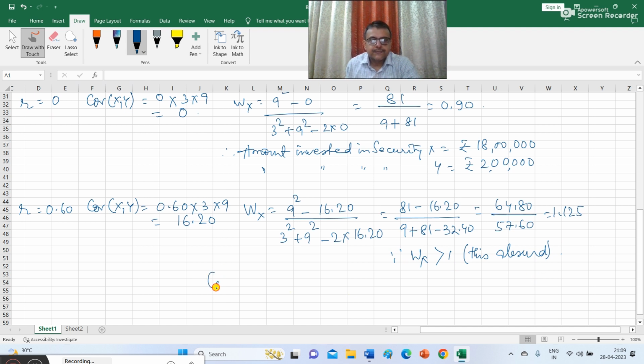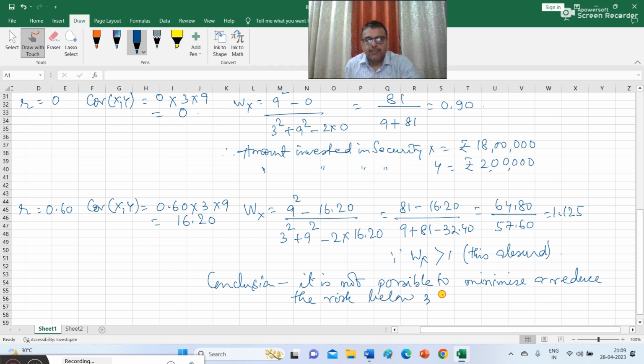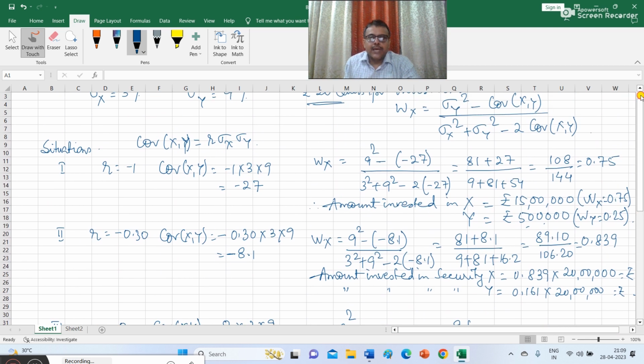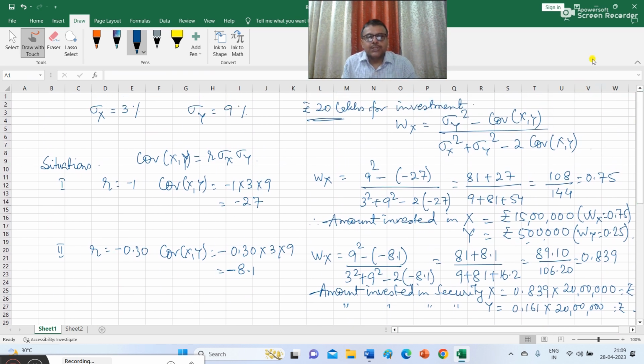The conclusion is that it is not possible to minimize or reduce the risk below 3%, which is the standard deviation of security X. So today I have discussed how much you need to invest in each security of a portfolio with two securities so that the overall risk can be minimized.